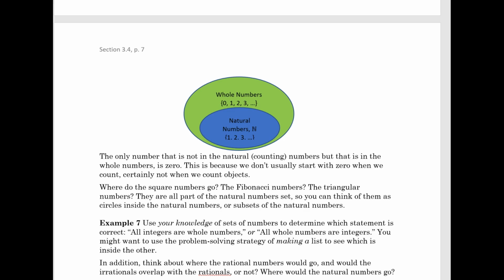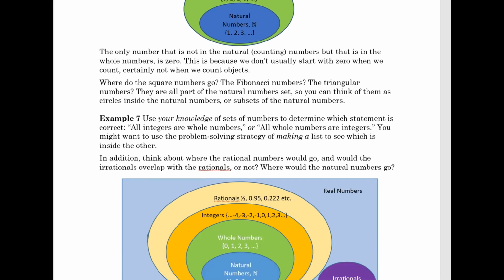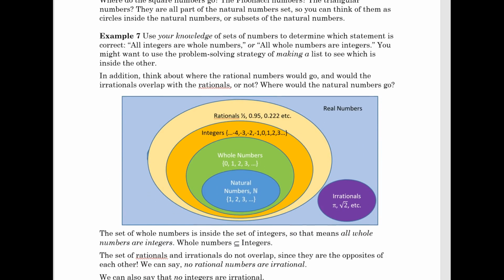So hopefully you did actually stop the video. Think about irrationals, think about rationals, think about the natural numbers. And here we go, here's the picture. So the irrationals are all out here all by themselves because these are the numbers you cannot write as fractions. And rationals you can write as fractions, right? So these 2 cannot overlap at all. There's no such thing as being able to write a number as a fraction and at the same time not being able to write it as a fraction. These are 2 separate circles.